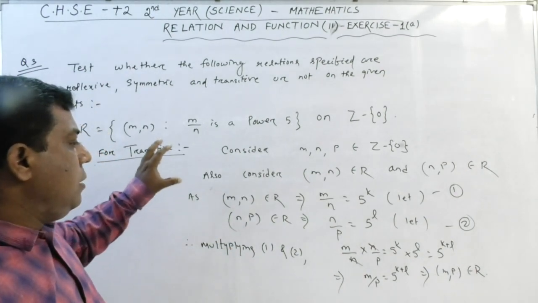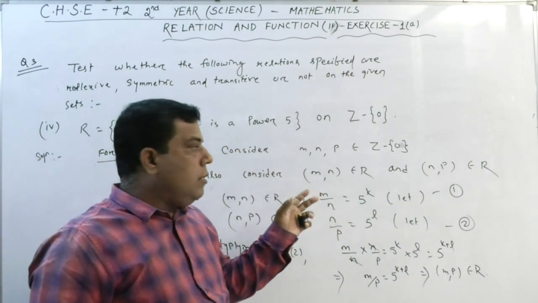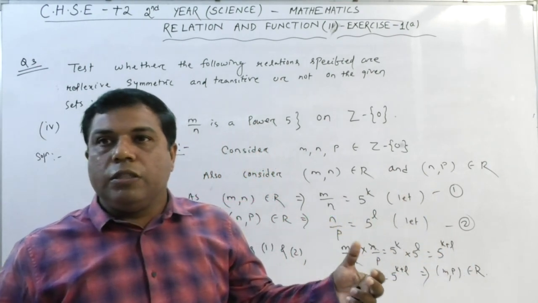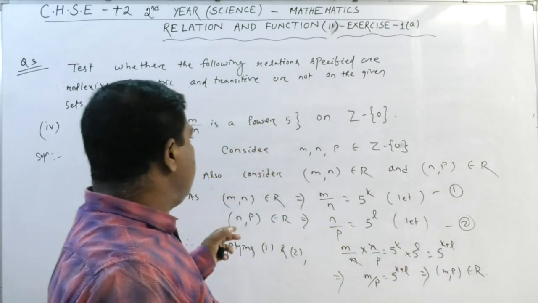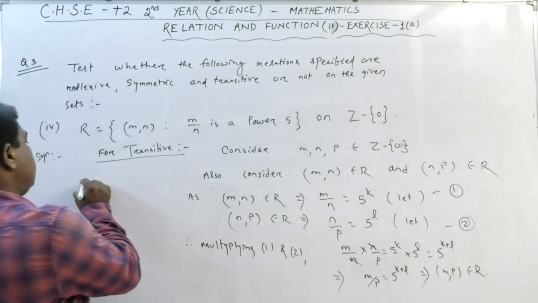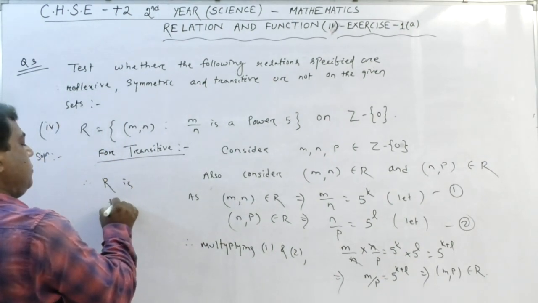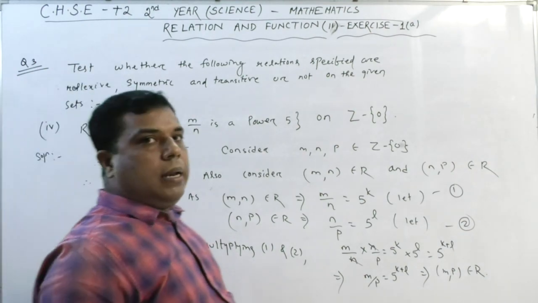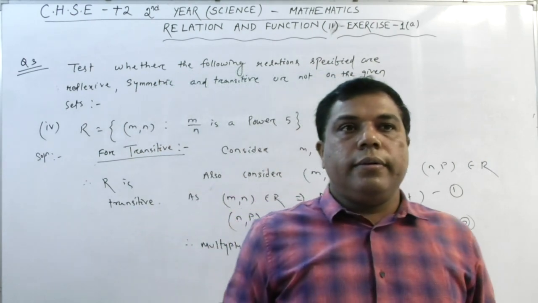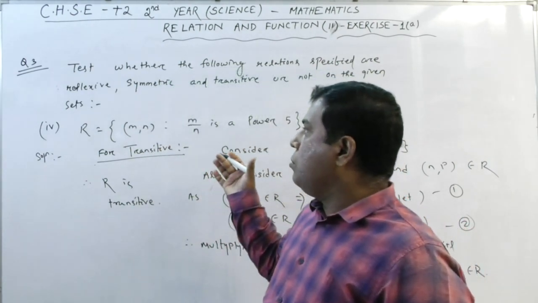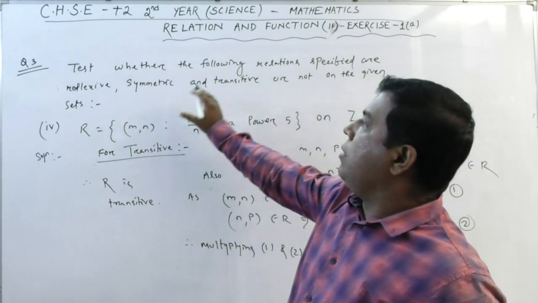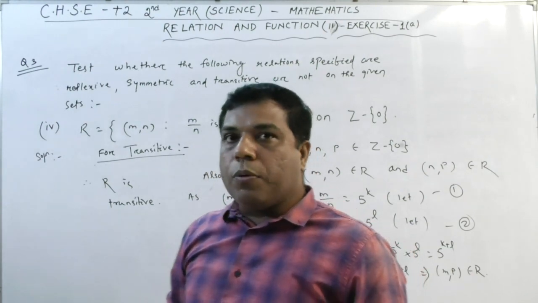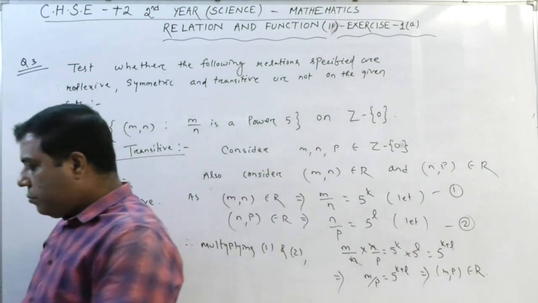This relation is reflexive, it is also symmetric, and it is also transitive. Okay? Therefore R is transitive. Okay? So with this we are able to answer these questions, and we are able to solve it and to test whether they are reflexive, symmetric and transitive or not. Okay? Clear? Next we will proceed to our next question.